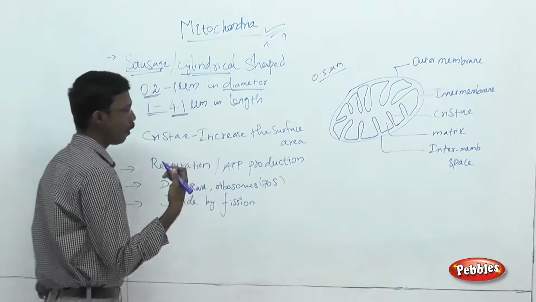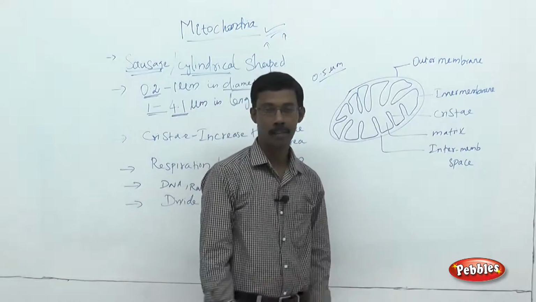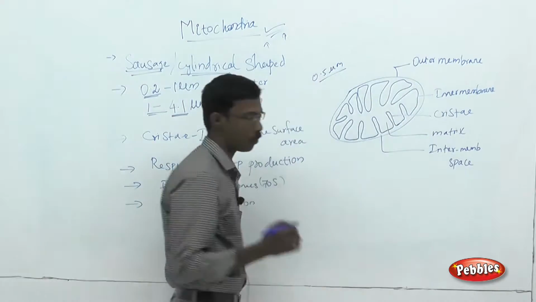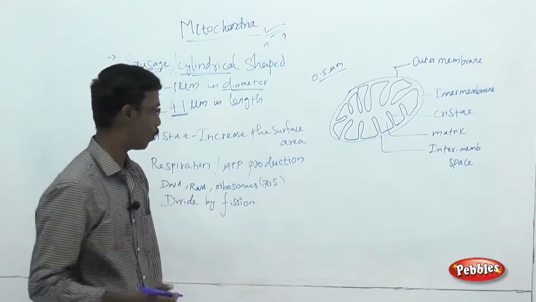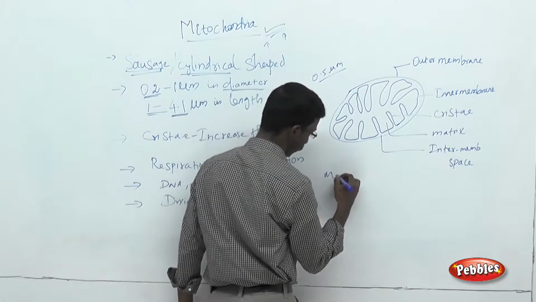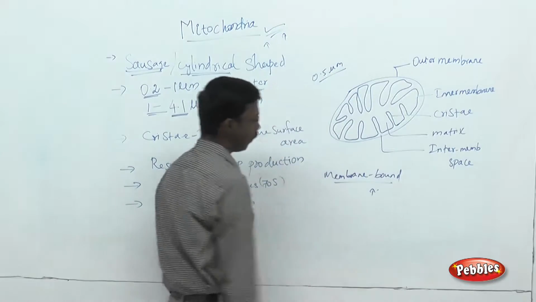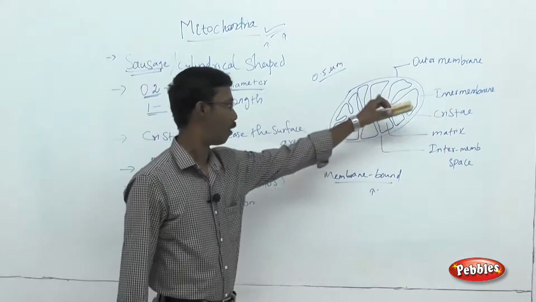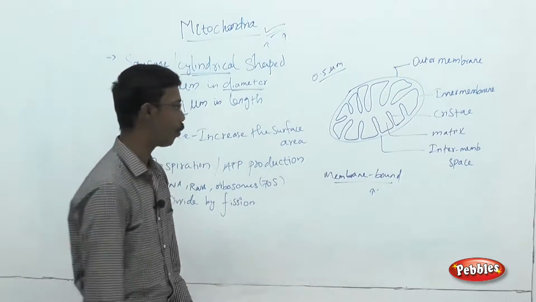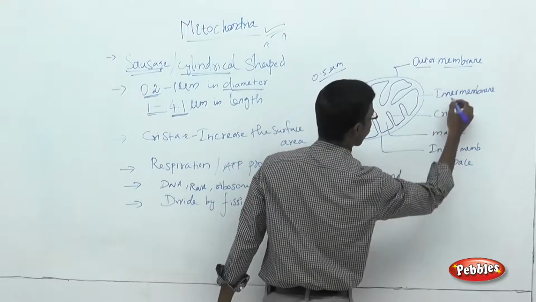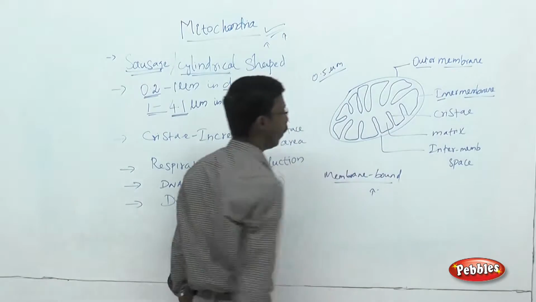Now we will see something about the structural details of the mitochondria. We already know the organelles are membrane bound, so you have to remember this point: all the organelles are membrane bound. The mitochondria is covered with two layers, or two membranes, the outer membrane and the inner membrane.